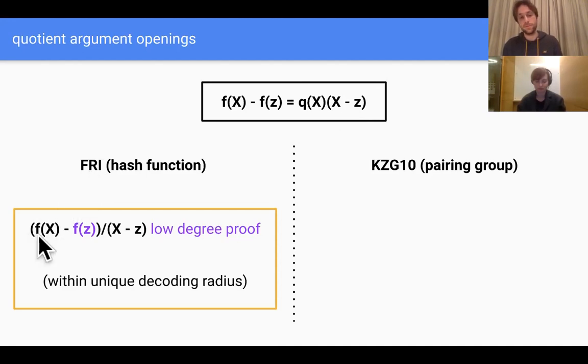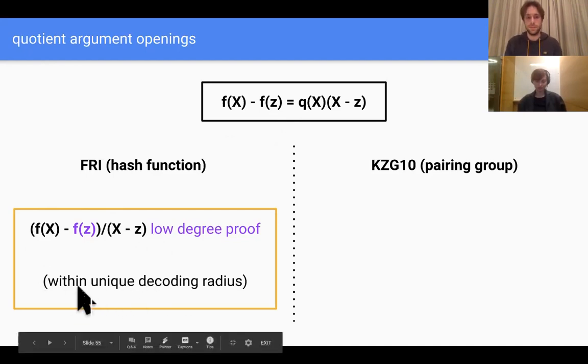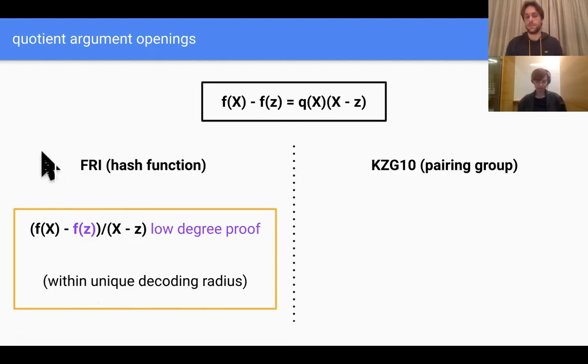So first it shows that F is low degree. Okay, fine. And now we want to know the opening, so we want to open outside of the domain. How do we do that? Well, we just show that the quotient is low degree, because this is low degree if and only if F(Z) is the correct opening. There's a little technicality that you need to be within the unique decoding radius, but that's all there is. So basically FRI very easily elevates into a polynomial commitment scheme.